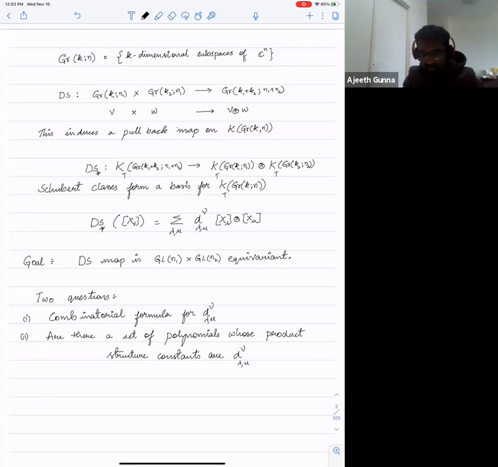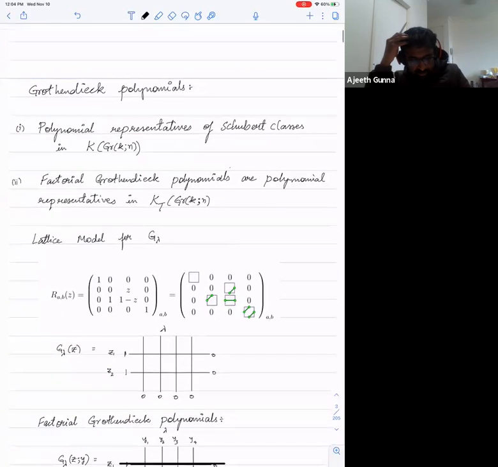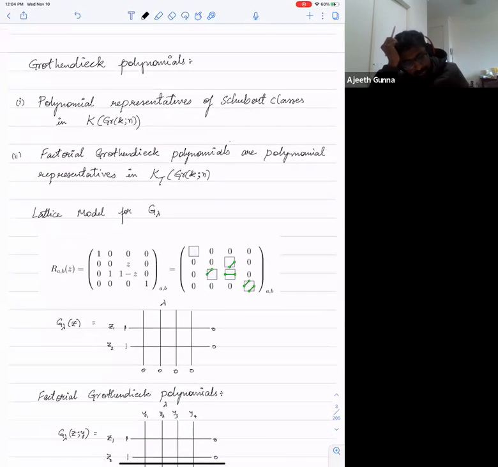Now, of course, my interest is to use the techniques from integrable systems to compute these constants. And this technique was introduced by Zinn-Justin in 2009. What you do is you start with a set of polynomials and a lattice model for them. Actually, let me show you this technique through this example of Grothendieck polynomials.